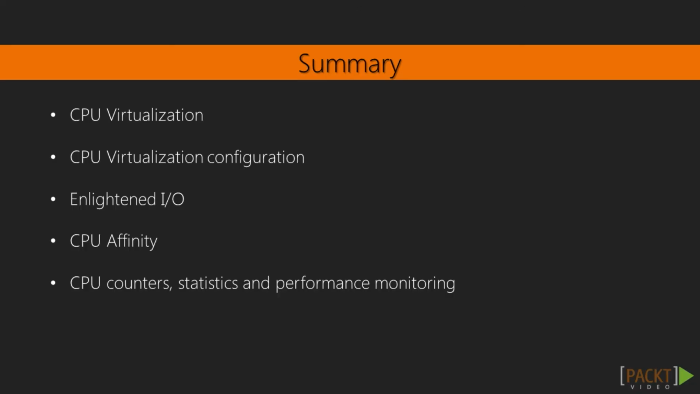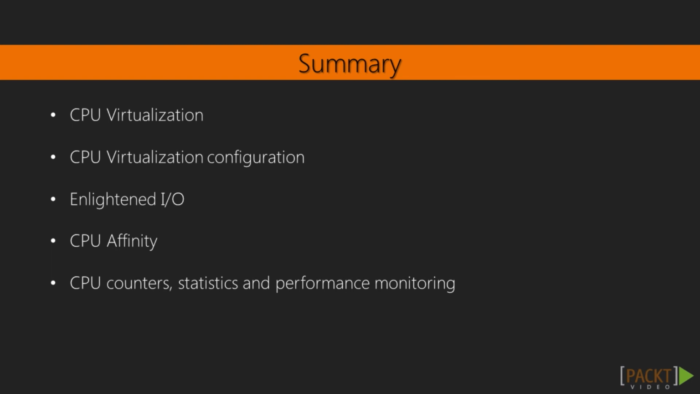In this section, you learned about CPU virtualization and how CPUs are treated differently in virtualization. You learned how to configure CPU virtualization, or in other words, how to assign virtual CPUs to virtual machines in both Hyper-V Manager and also in System Center Virtual Machine Manager. You learned about Enlightened I/O and that it is automatically enabled when you install a Windows operating system into a virtual machine via integration services.